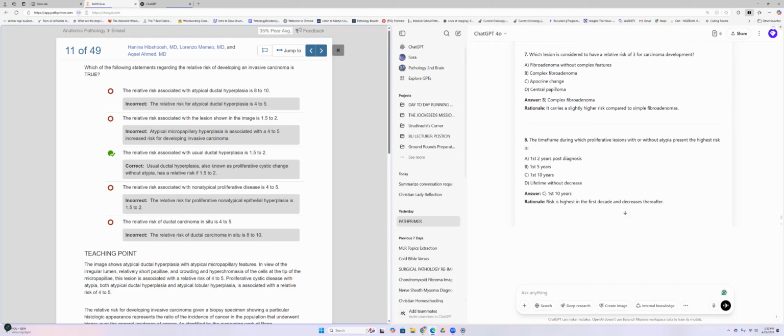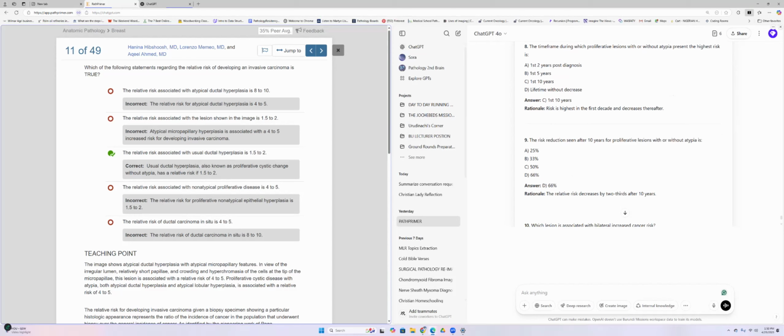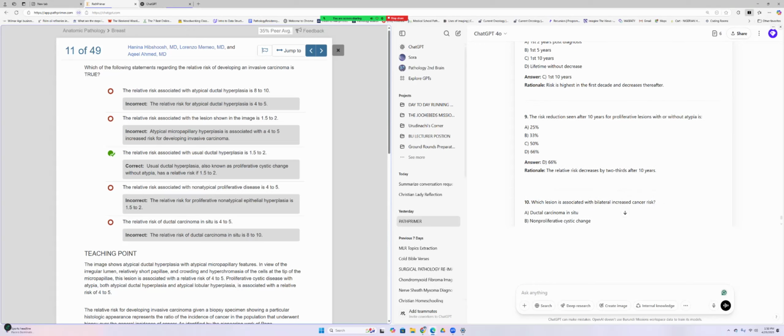Complex fibroadenoma compared to simple fibroadenoma. Within the first 10 years. What is the time frame during which proliferative lesions, with or without atypia, present the highest risk? In the first 10 years, and it decreases afterwards. That's why this is treated with lumpectomy. Number 9. After 10 years, the risk decreases by 66%.